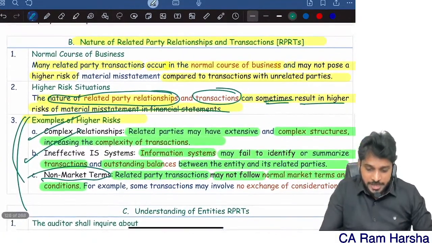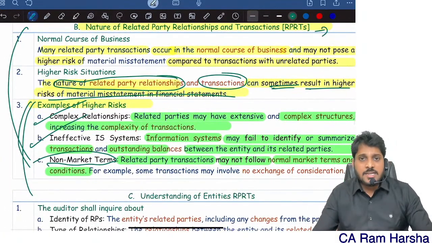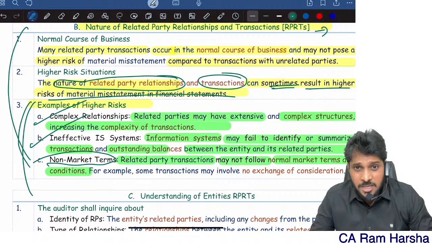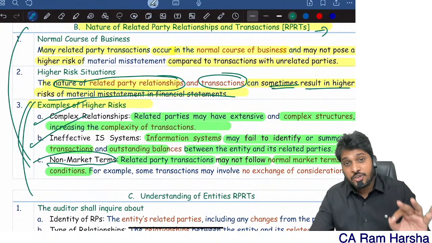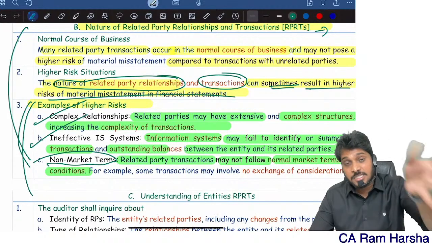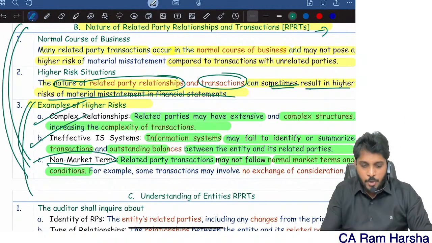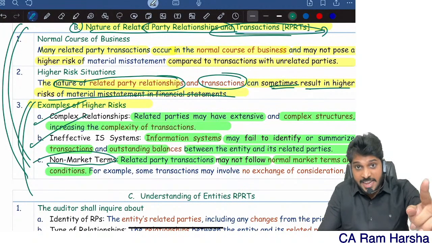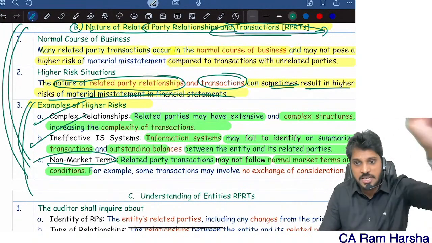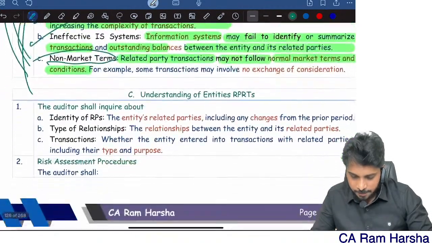They may ask you in the exam, right? Generally related party transactions may not carry higher risk compared to unrelated party transactions, but there are some circumstances where related party relationships and transactions may carry higher risk. Explain. You need to write this entire point B. They're indirectly asking you the nature of related party relationships and the nature of related party transactions. This question they're asking. Next.